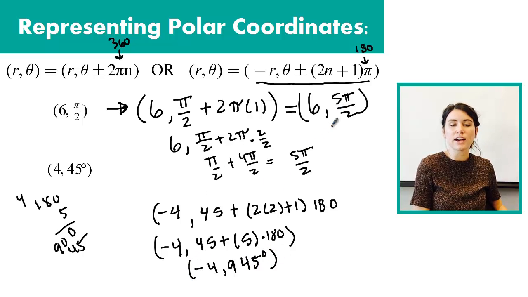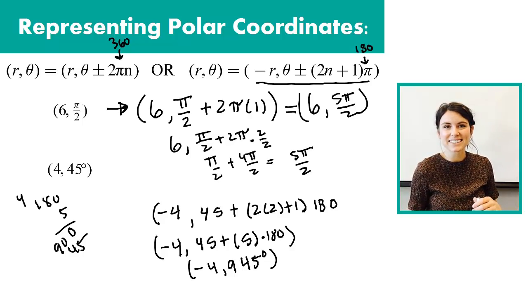These just represent the fact that we can use coterminal angles to change the way we represent our polar coordinates. And that is all you need to know with the basics of polar coordinates.